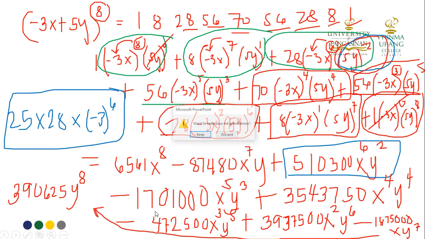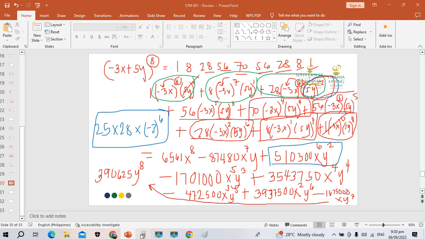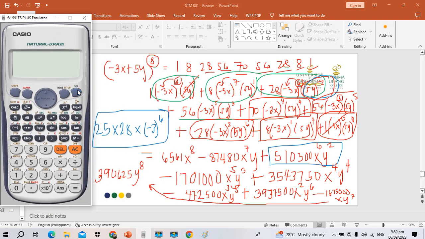Nag-gets niyo po? Yes po, sir. Ganyan lang siya kasimple, ha? So, dapat may calculator talaga kayo. Kunyari, yung una, check ko lang, ha? Yung una natin dyan is negative 3 or 3 raised to 8. Ang 3 raised to 8 natin dyan is 6561. So, tama kayo. Next, check natin yung 8 times 3 raised to 7 times 5. The answer is 87480.